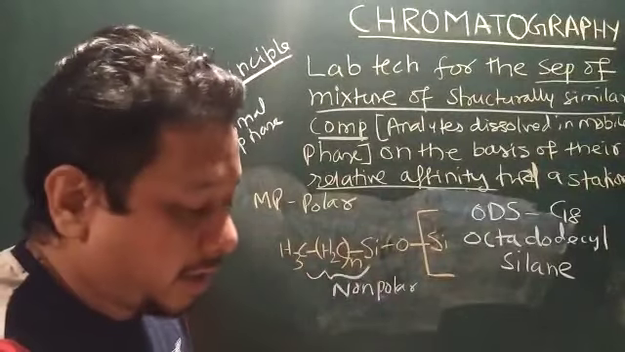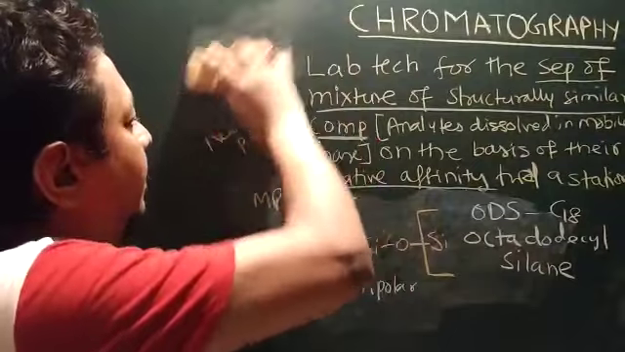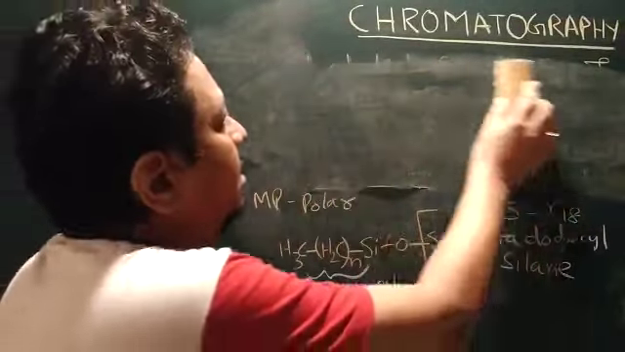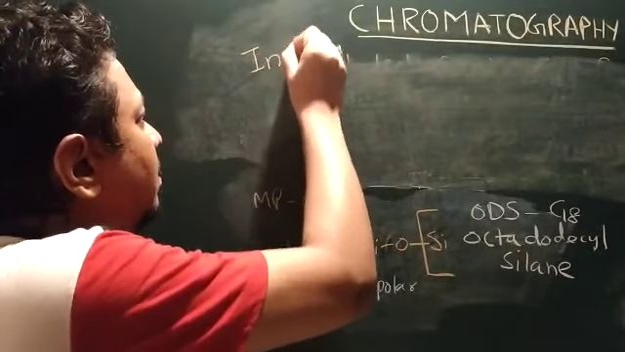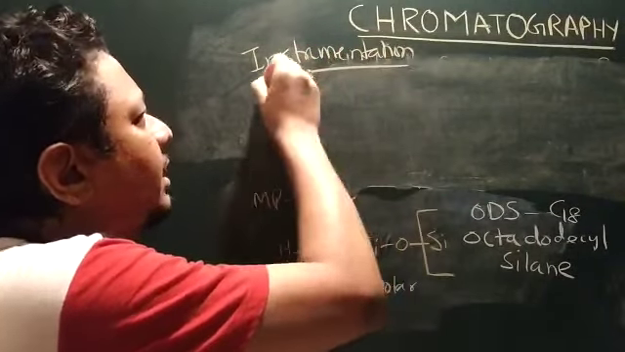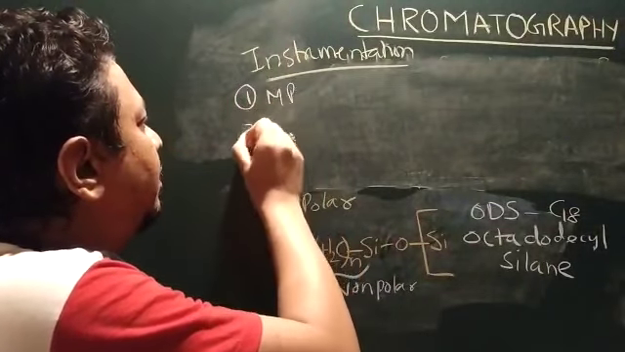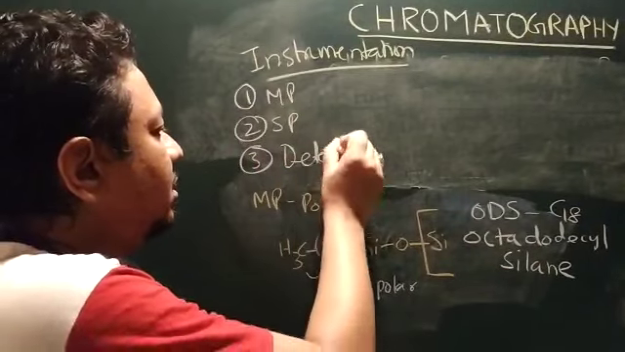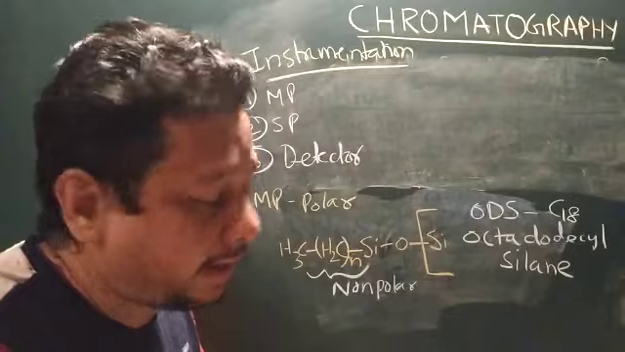Now after the principle, we come to the instrumentation. In instrumentation, first is number 1, the mobile phase, number 2, the stationary phase, and number 3, the detectors. These three things we will see. The important thing is the mobile phase.